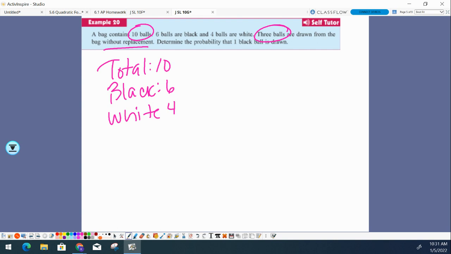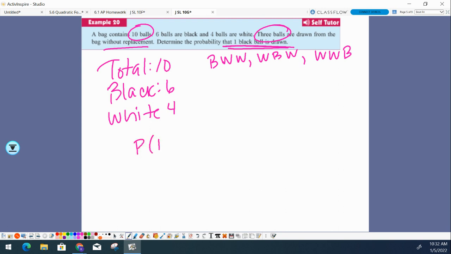But here's the tricky thing. It doesn't say the order in which they are drawn. So think about if we've got black and white balls and we draw 3 balls. What's the probability of exactly 1? If it doesn't say any different, that 1 black ball is drawn is exactly 1. So it means the first one could be black and the second 2 are white. Or the first one is white, the second one is black, and the last one is white. Or the first 2 are white and the last one is black. So those are all the different combinations we could have.